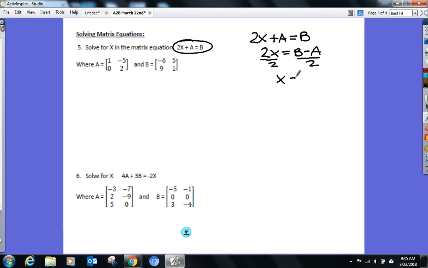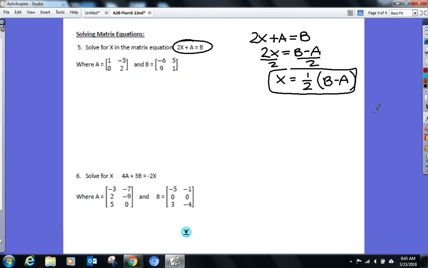So x equals, now I'm going to make this easy. Because both of these are being divided by 2, I'm going to have you rewrite this as 1/2 (b minus a). Everyone agree that that's the same here? When you distribute, you get b over 2, and you get a over 2. Now I'm going to take b minus a, and then multiply it by that scalar of 1/2.